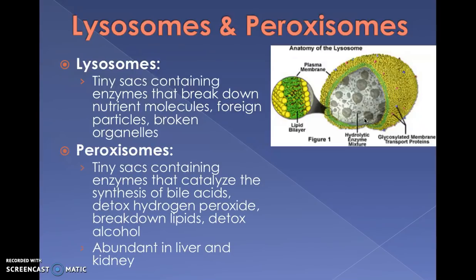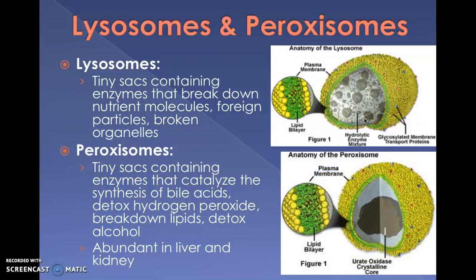And then our peroxisomes, these are in charge of creating bile, detoxing a lot of things, including alcohol. Which means that they are abundant in the liver and in the kidney.